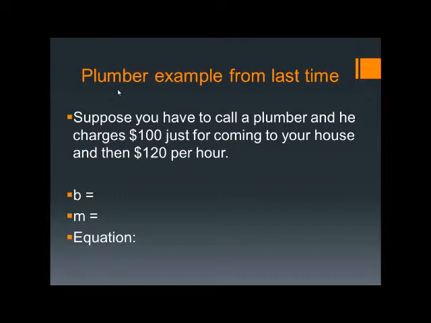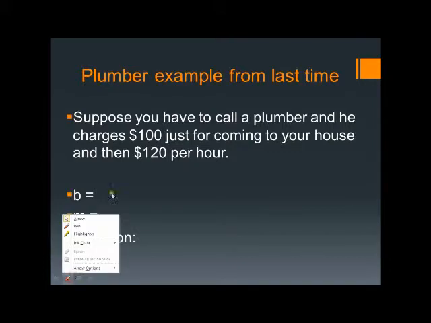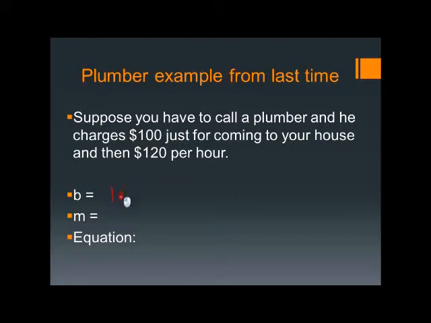Suppose you have to call a plumber and he charges you, all that stuff. Our initial price was 100. Oh, this is why I don't like using a mouse for this. So b is 100. Our rate of change, which as we discussed is our slope, is 120.